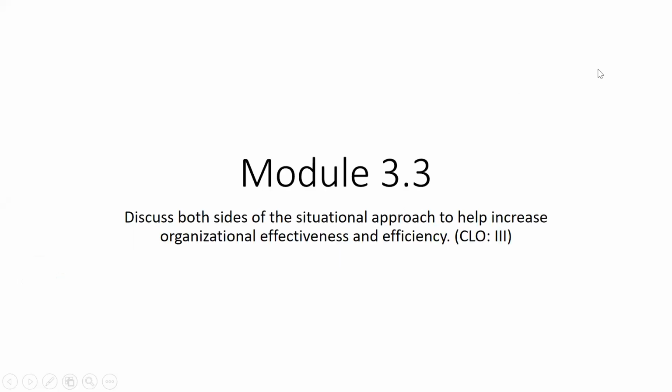Okay, everybody, module 3.3, or submodule 3.3 of module 3. This one's a little bit longer, sorry, the lecture part of it. We're going to cover more material because we're going to look at both sides of the approach: the leader and the follower, in relation to how to maximize both sides of the approach to increase organizational effectiveness and efficiency, obviously.